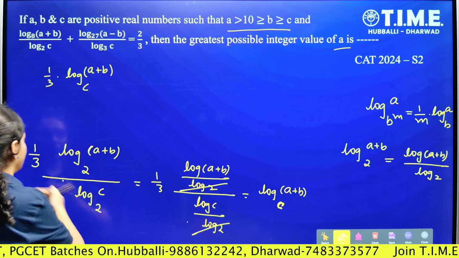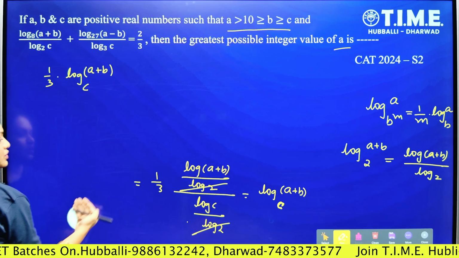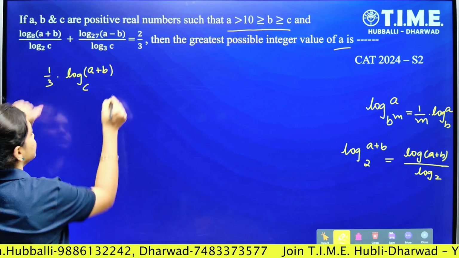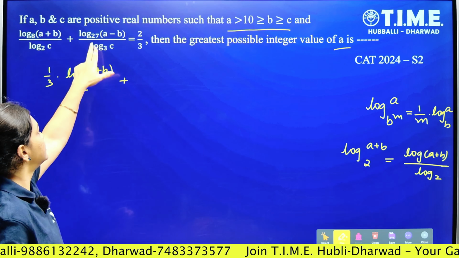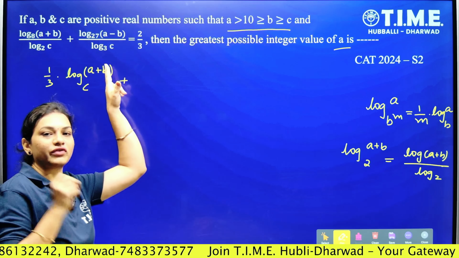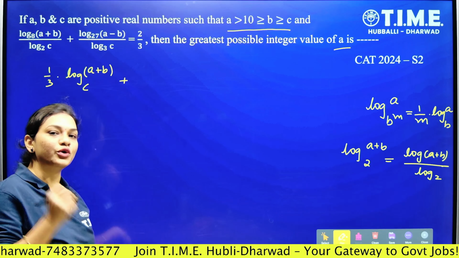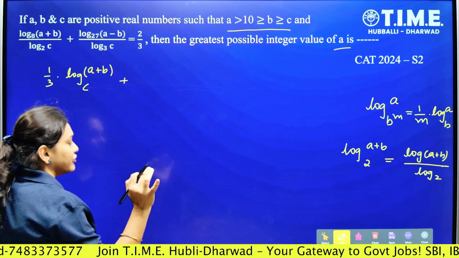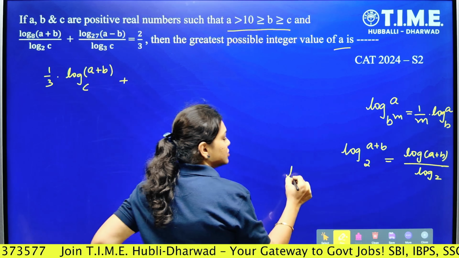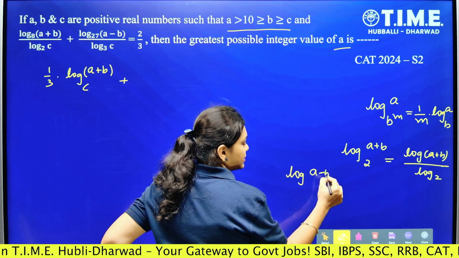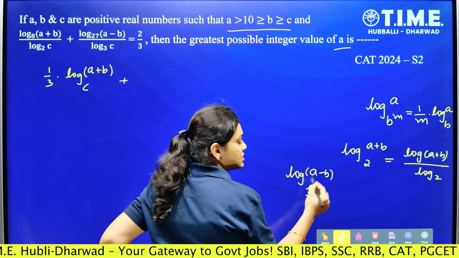Based on the same rule, we can simplify the next step also. Plus, in this term, in the numerator we have 27. With base 3, we can take 27 as 3 cube. If you are getting confused here, to simplify it is log of A minus B, sorry, A minus B, where 27 can be taken as 3 cube.